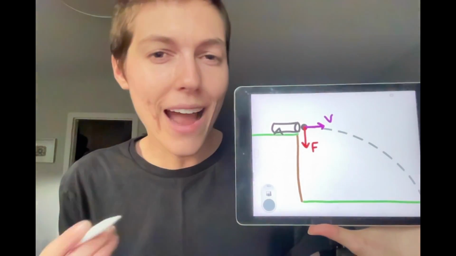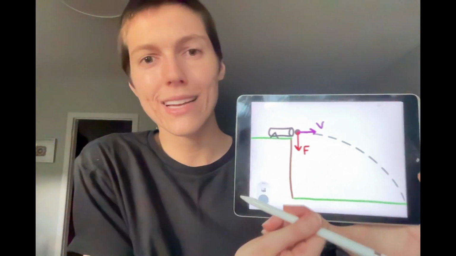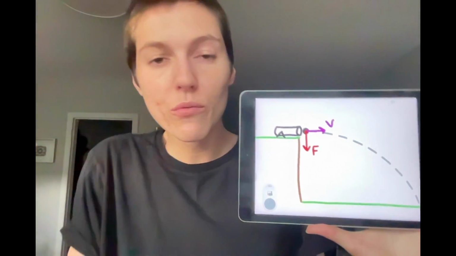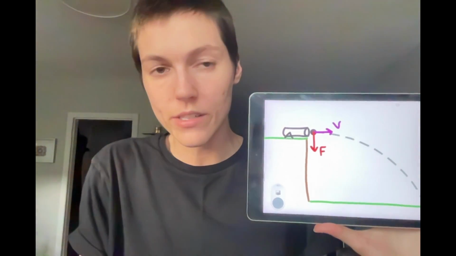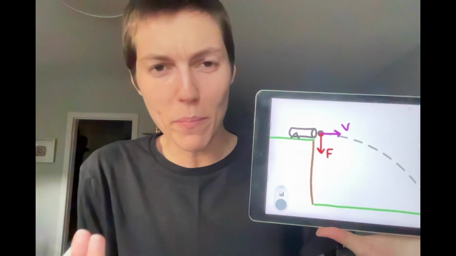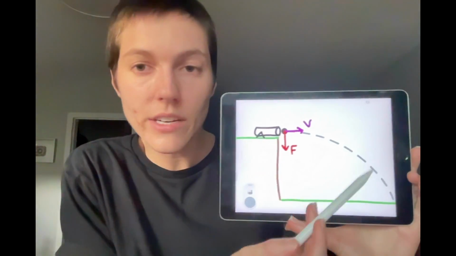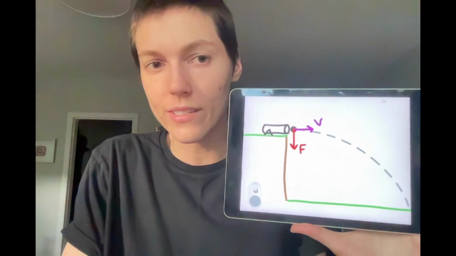The net force acting on the cannonball simply points down. There's no force pointing to the left to resist the rightward motion. Now, in real life, there would be some air resistance, but not nearly enough to stop a cannonball in its tracks. We know that the cannonball realistically will end up following a path that looks like this.